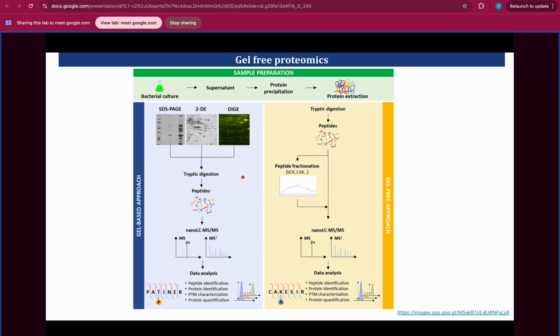Then we go for tryptic digestion, we obtain the peptides, we analyze those peptides using mass spectrometry, we can separate those peptides with liquid chromatography and then go for mass spectrometry, and then we can analyze the data.